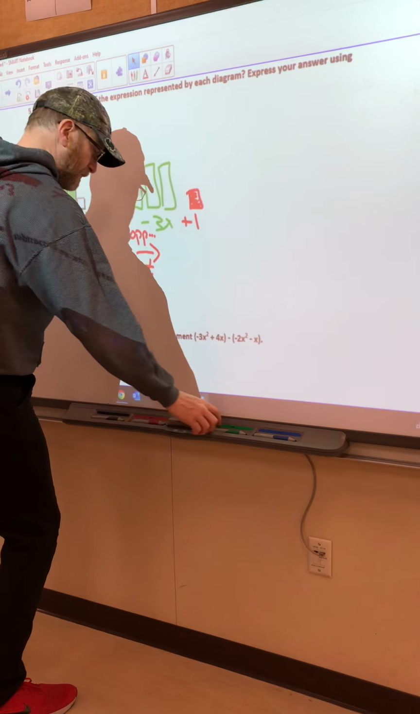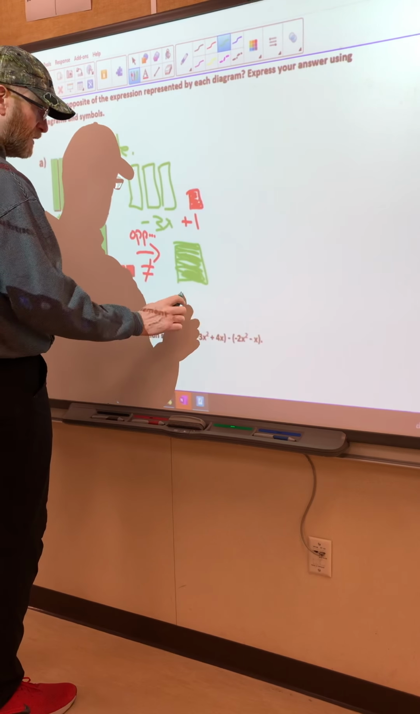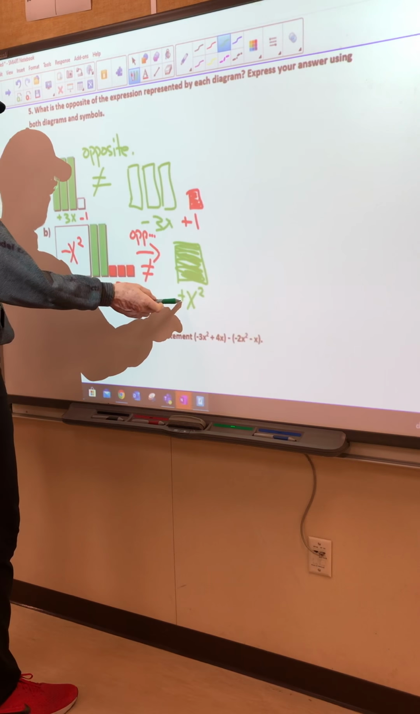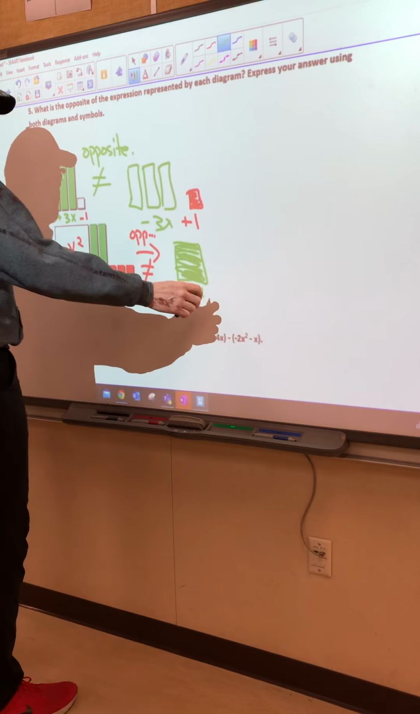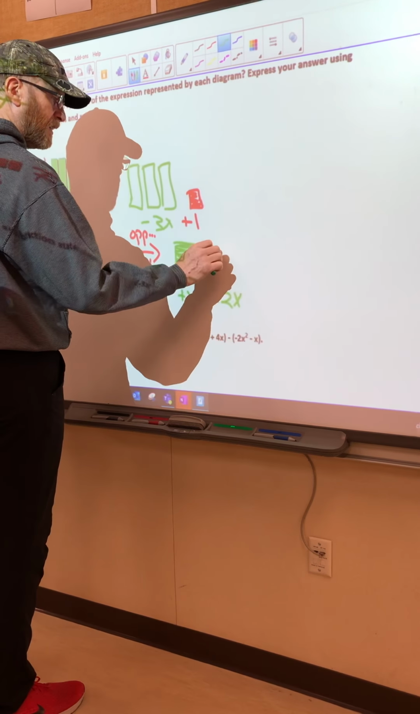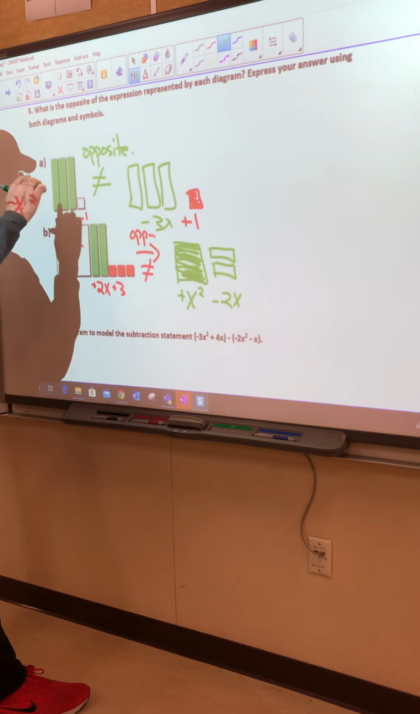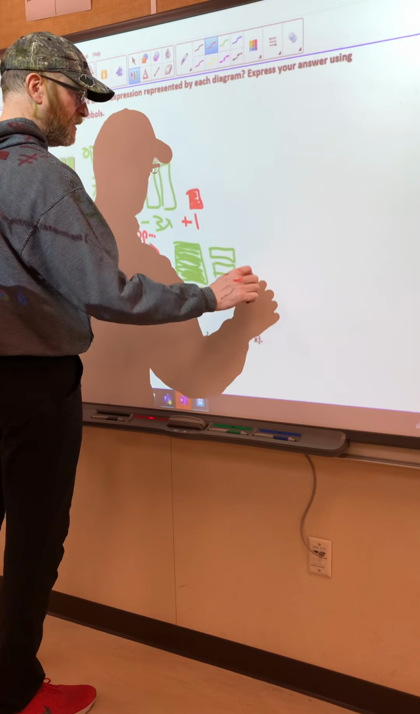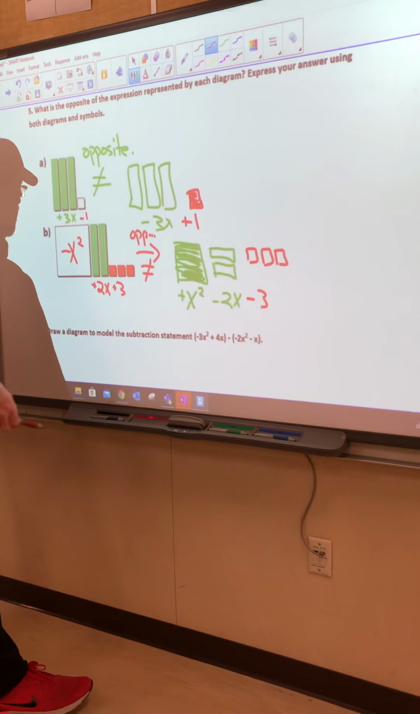We have positive x squared. So plus x squared, or mathematicians just leave it so that it just says x squared instead of plus. And then we have the opposite of 2x. We have negative 2x. Okay, so one of these, or vertically, it doesn't matter. And minus 3, 1, 2, 3. Excellent.